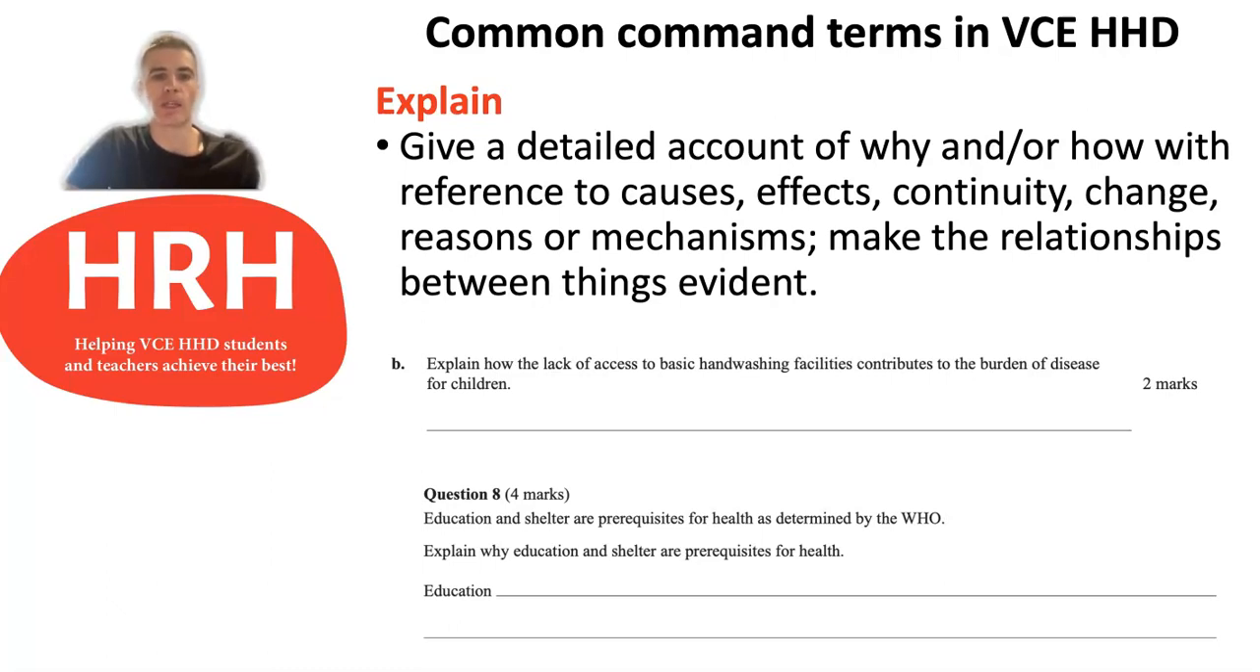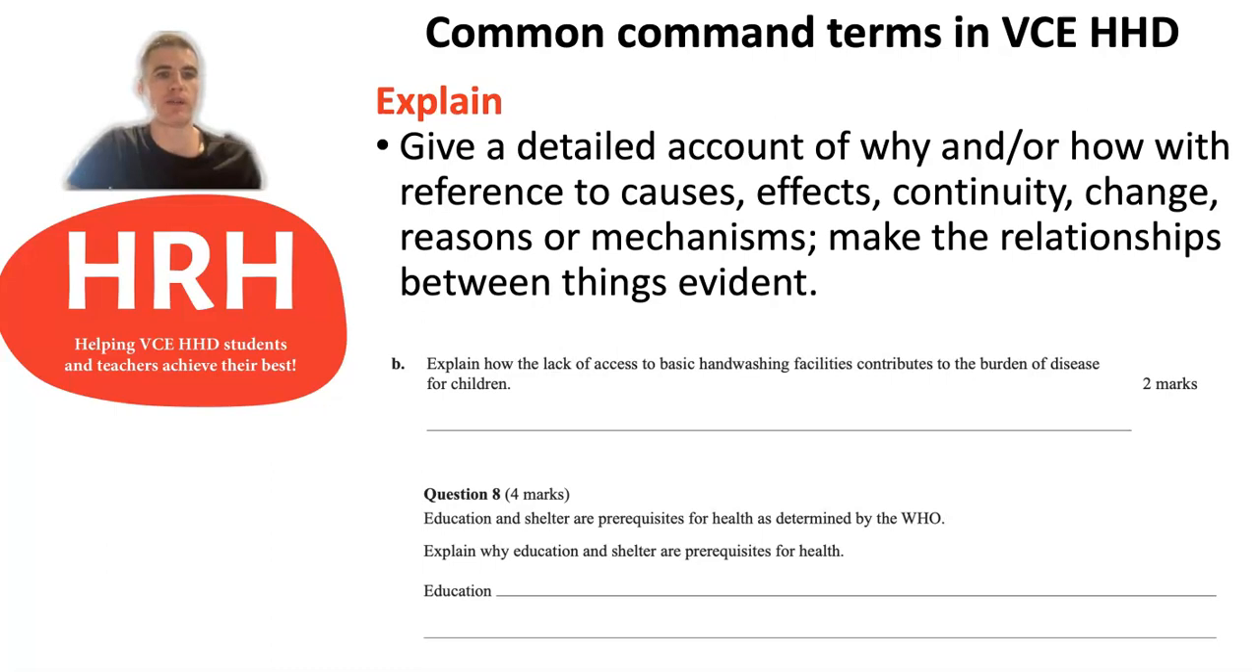So you can see down at the bottom there an example of a question from a past paper where it's asking you to explain how the lack of access to basic hand washing facilities might contribute to the burden of disease for children. As I mentioned, often in health, it's trying to link together two particular concepts or ideas. And often some of those things that you're linking to will be some of those health status indicators or concepts like burden of disease or health and well-being or human development. So you can see this one here is asking why a lack of access to basic hand washing facilities might contribute to burden of disease.